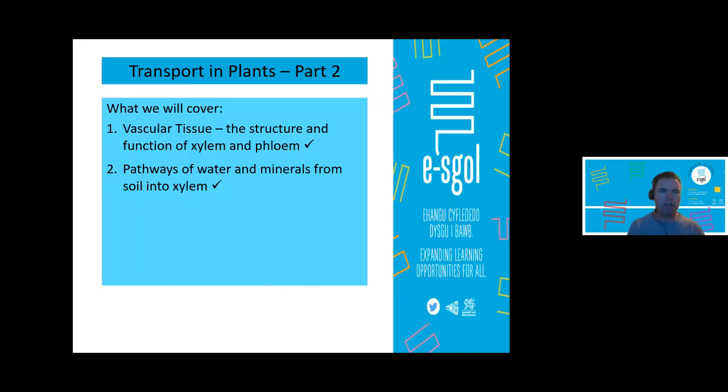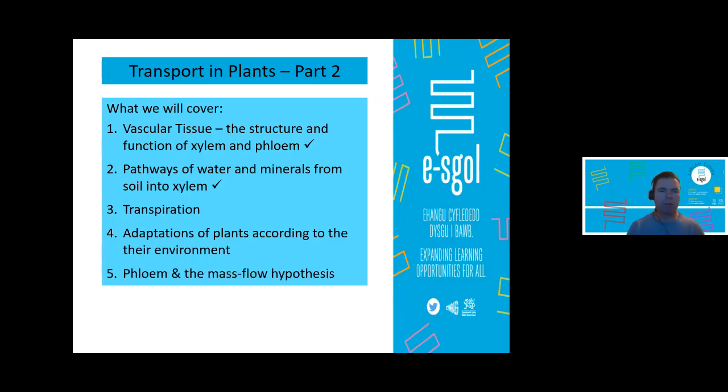And what we cover today, we intend to look at transpiration. Now that we've talked about the movement of water into the plant, we're going to look at the pathways of water through the plant and then the loss of water from the leaves in transpiration. We're then going to look at adaptations of plants, so looking at the environment those plants live in and the adaptations that they have to cope with those environments. And then finally, we'll look in a bit more detail at the structure of phloem and look at the mass flow hypothesis. So let's get through as much of this as we can in the time we've got available so that we can cover what we need to.